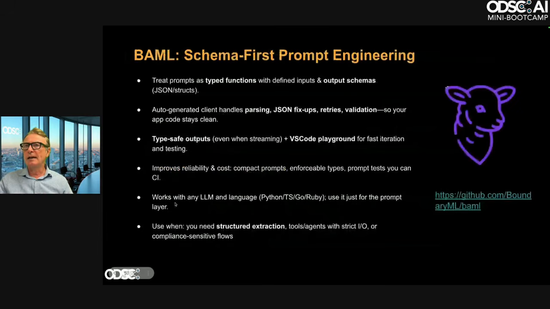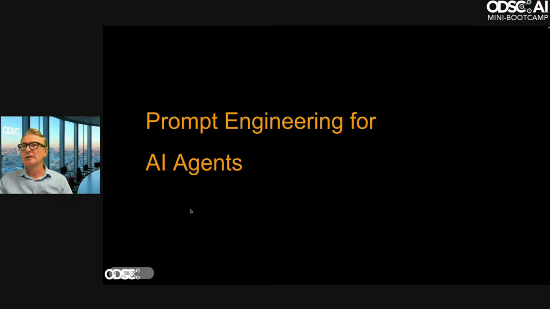And then the other one a lot of people are talking about is BAML, which is schema first prompt engineering. So test prompts, type safe outputs. And by type safe, we mean like, is this a numerical value or a non-numerical value? Because maybe those outputs have to go into other inputs. And this is kind of like structured extraction.